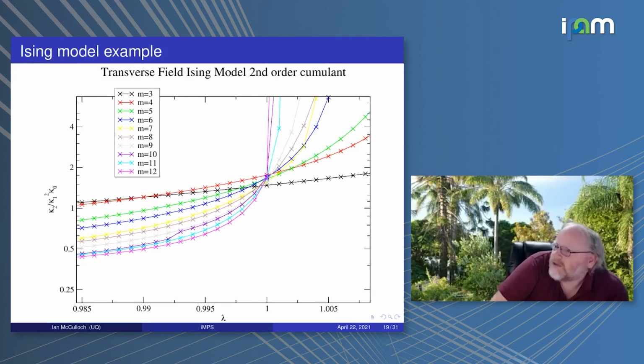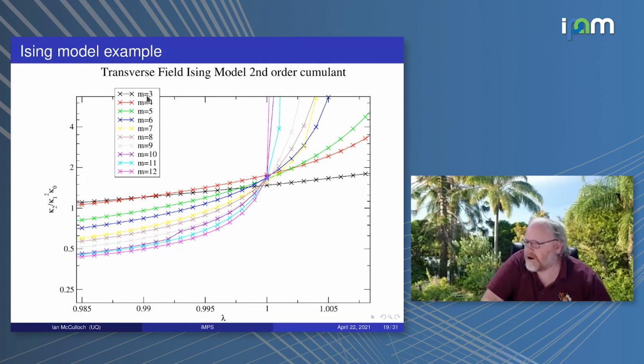If we show this now for the Ising model, this is as a function of very low bond dimensions. So this is our second order cumulant here. We can see that bond dimensions 3 and 4 are not so good, 4 and 5 are not so good, but already bond dimensions 5 and 6 give us a very good approximation for our critical point.